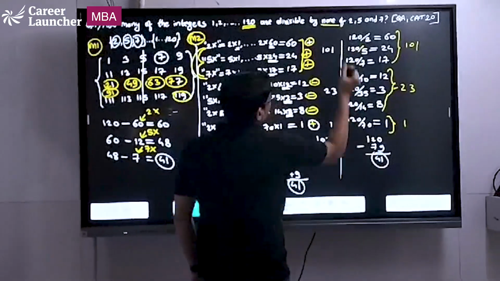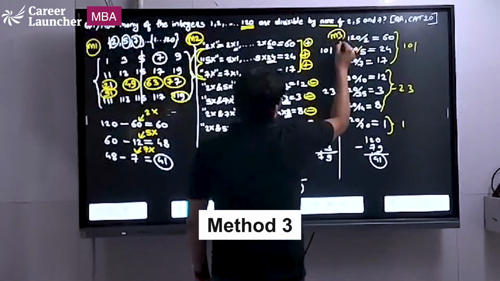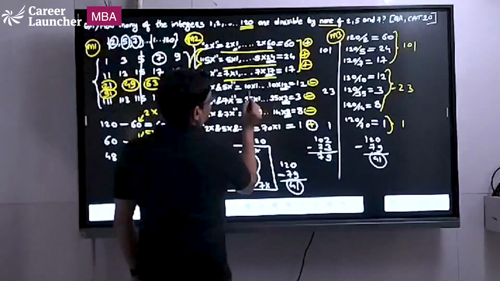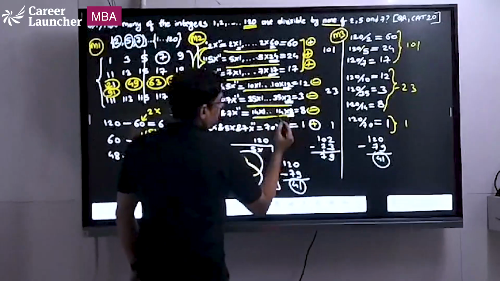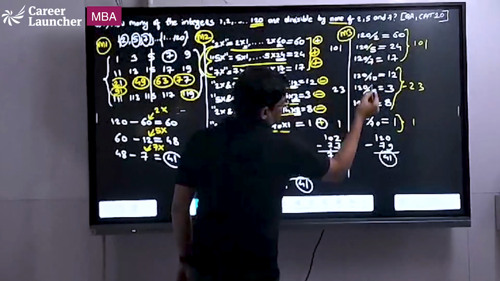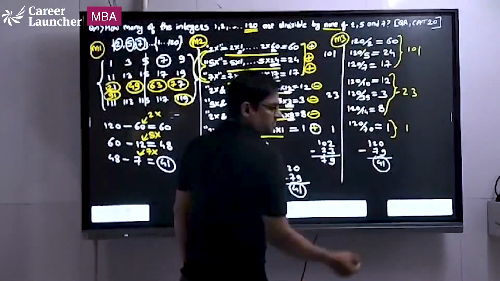So what I achieved in this method 3: in the earlier method I had to do complete calculations to find out how many numbers are multiples. Here in the last method I directly divided by particular numbers to get the total number of multiples.